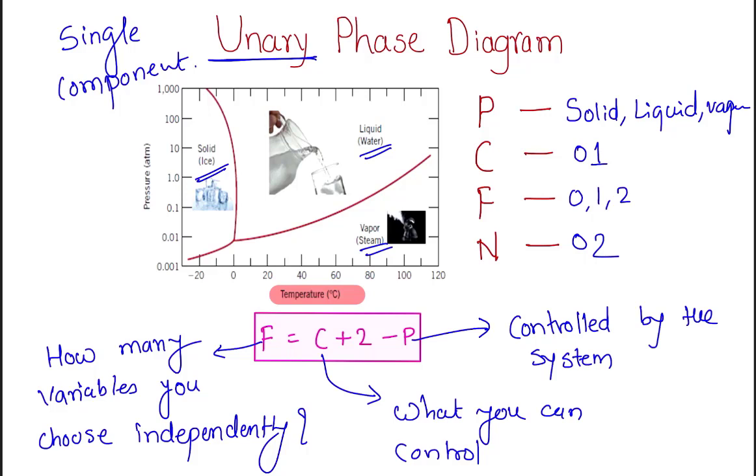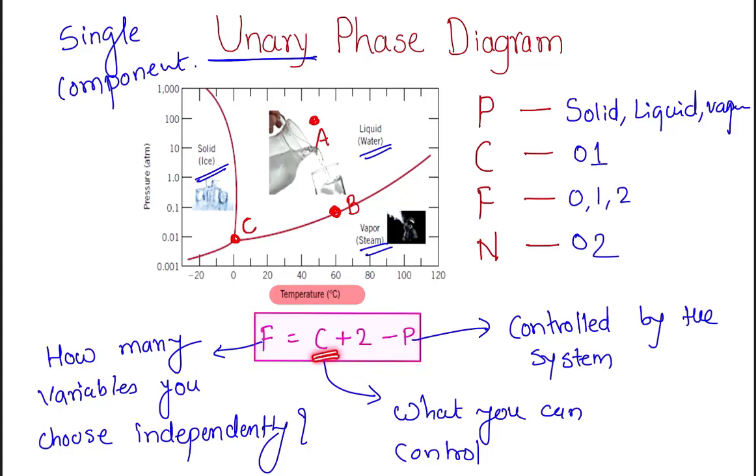For example, we can choose three different points. I am at point A, that is here, point B, that is on the line, and point C, that is at the three-phase boundary. This is the boundary between solid, vapor, and liquid phase. That is the three-phase boundary, and we call that a triple point. So at the triple point, the degrees of freedom is equal to 0. If we use this formula also, we can get the same answer.